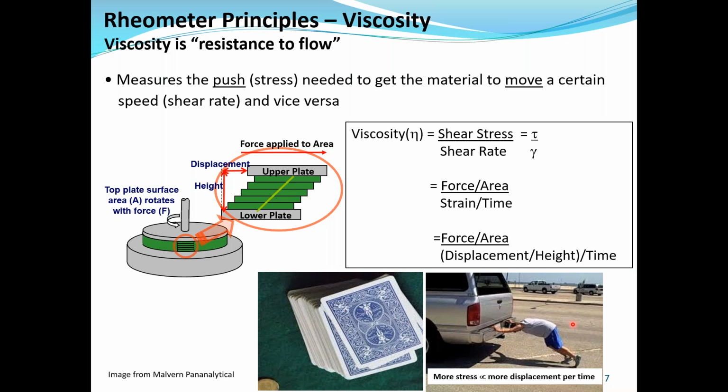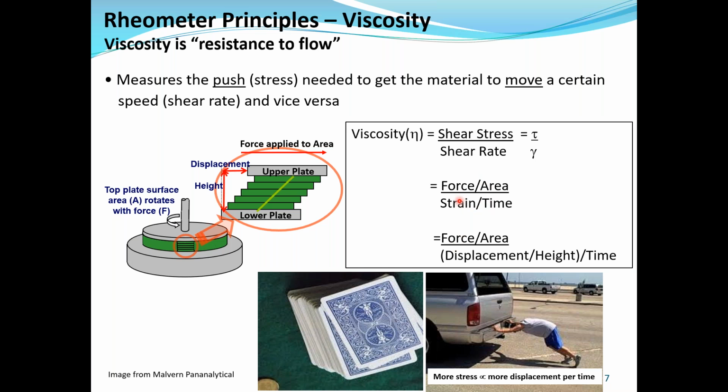So let's focus on this a little bit more. We have the sample here in green in between the upper and the lower plate. The top plate will rotate at whatever setting we set the rheometer at, supplying a force across an area of the plate to the sample and through the sample. I promise you there's not going to be much math in this webinar. So viscosity is shear stress over shear rate. If we break that down, it's the force that the upper plate is applying over the area of the upper plate, over the strain over time, which is shear rate.